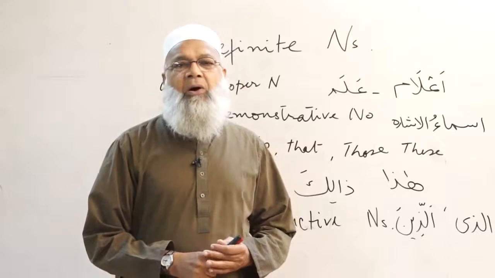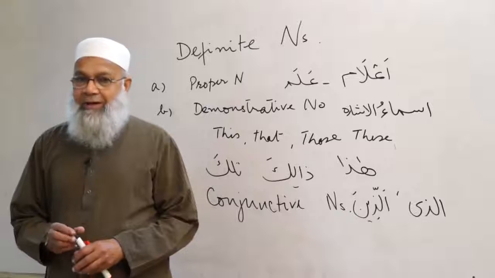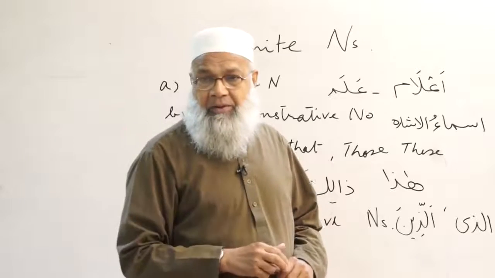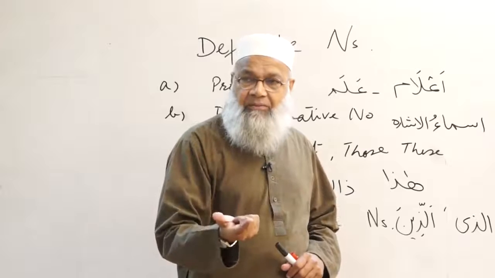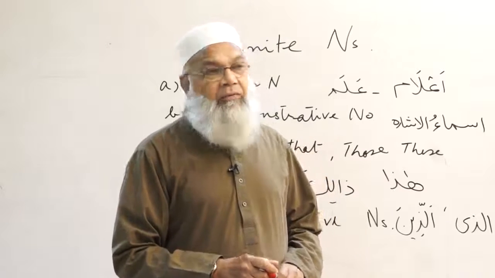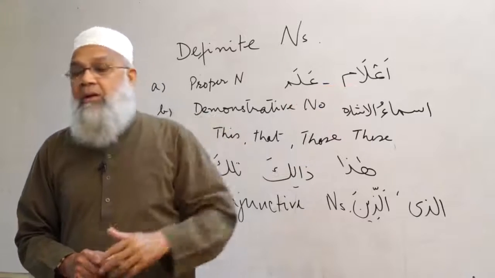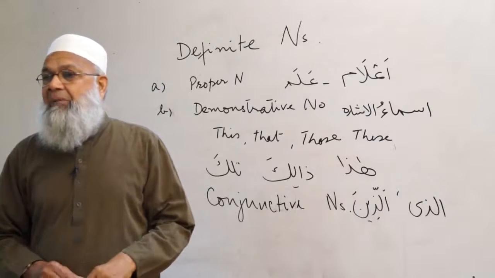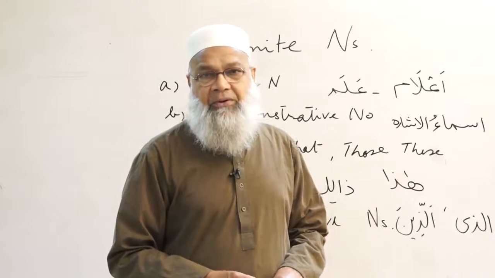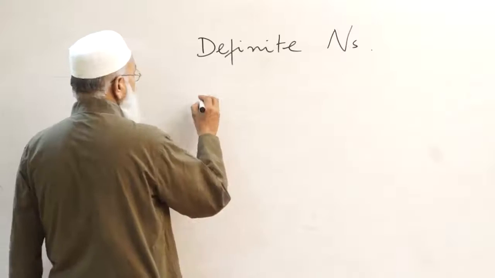For example, all that glitters is not gold. The one is, I say, that wall, that boy. This is a demonstrative noun. But when I say all that glitters is not gold, now I don't point with my finger to something glittering, but I am just referring to something which glitters. So these are called conjunctive nouns.